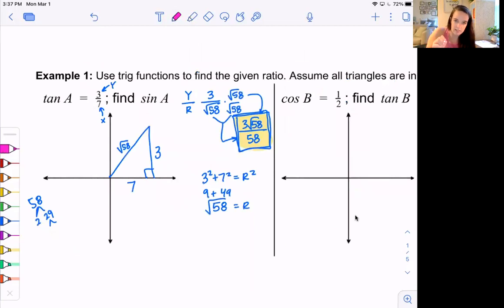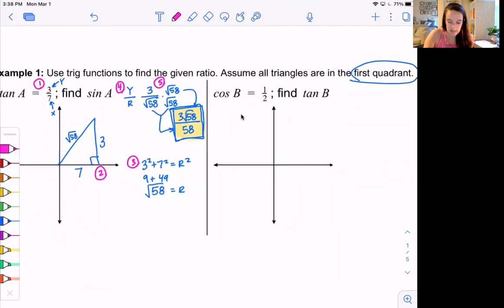Before we do that, let's just mark out our steps. The first thing that I did was I marked what letters I knew. The second thing that I did was I marked them on the triangle. The third thing that I did was use the Pythagorean theorem to find the third side. And then the fourth thing was once I had all 3 sides, I could go ahead and write my new trig ratio. And then finally, if I needed to, I was going to simplify and rationalize. Right, so those are my 5 steps in the order that I did them. So we're going to replicate those 5 steps on this one here.